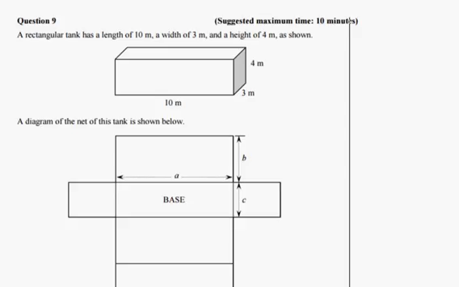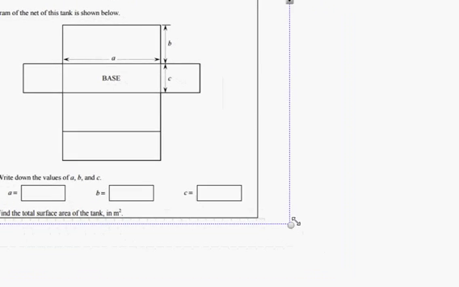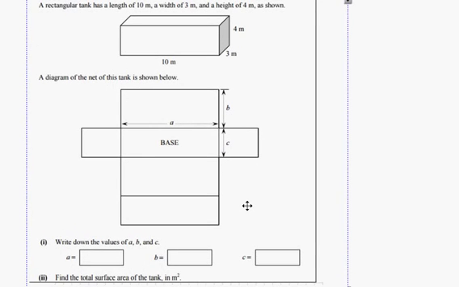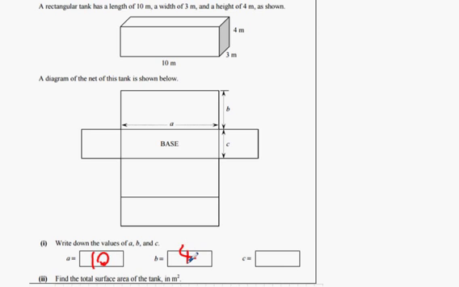Okay, guys. Question 9. The net of the box. Everybody remember this? What happens is the box is unravelled into different parts. So what we're looking at here is, can anybody tell me what length A is? A is 10. Anybody want to tell me what B is? 4. Anybody want to tell me what C is? 3. Because you fold it up.